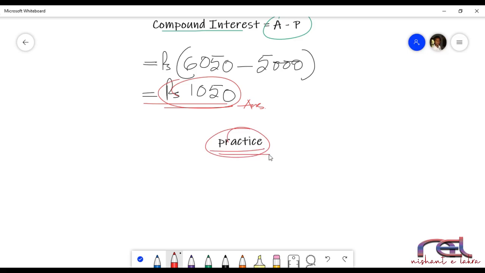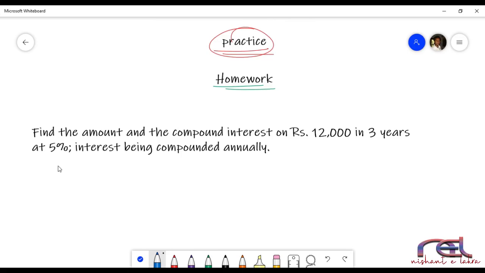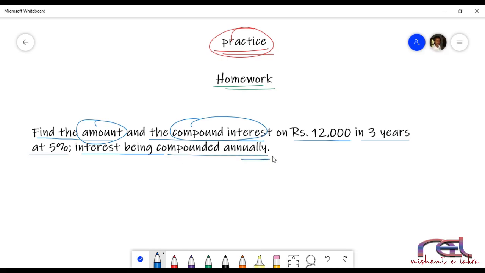So like I say, keep practicing. You can go back through the video and see it again. There's homework for you. I hope you can do it by yourself. You have to find the amount and the compound interest on rupees 12,000 in 3 years at 5%, with interest being compounded annually. So keep practicing and keep learning. I hope you have understood this.